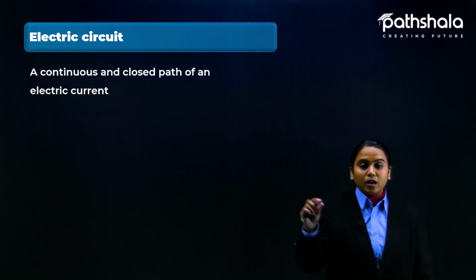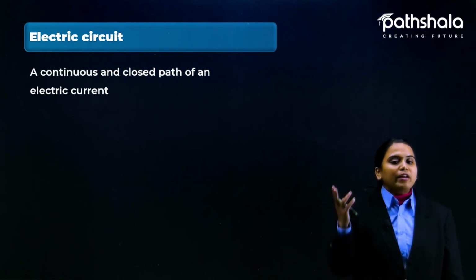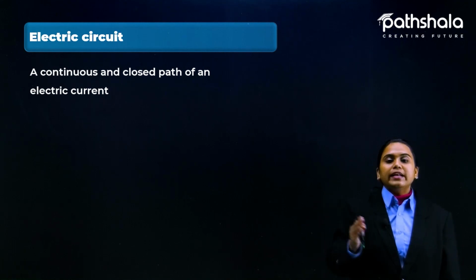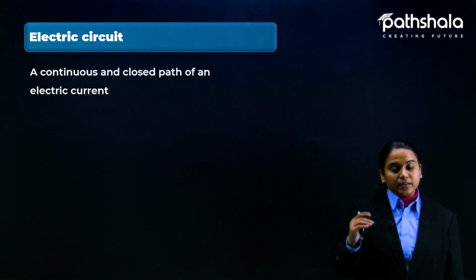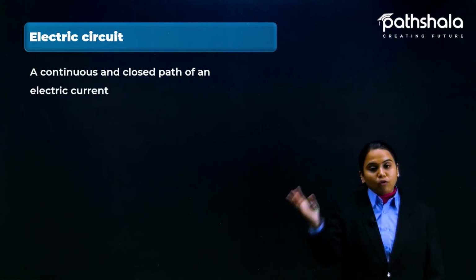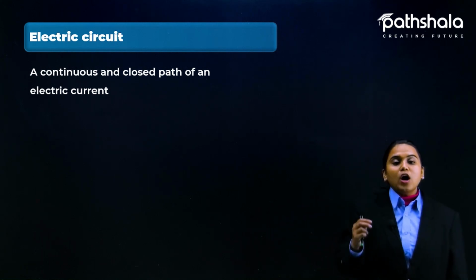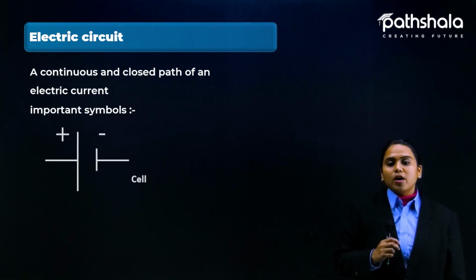Like a wire is there, and if it is broken in between, current will not flow. Definitely, it will need a continuous path for the flowing of charged particles. So here is a circuit diagram you're going to learn, and before that you need to know about some important symbols.